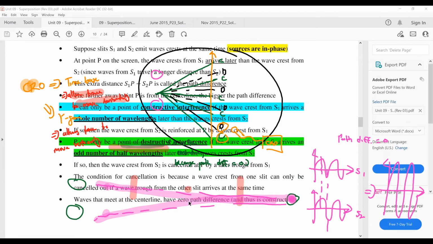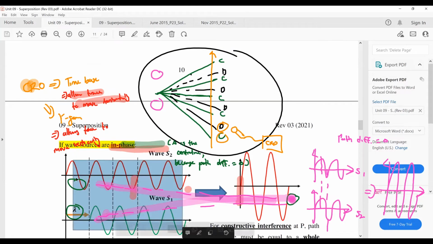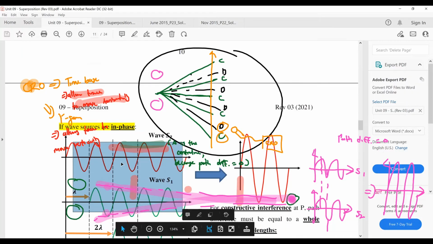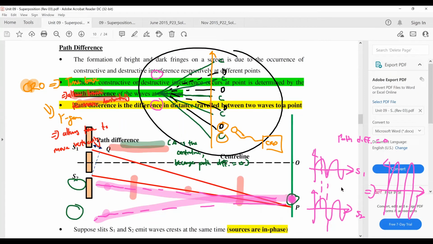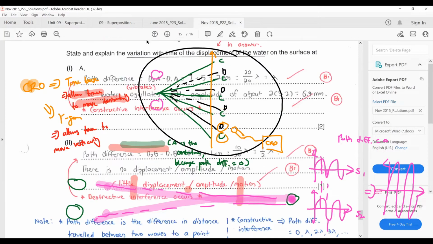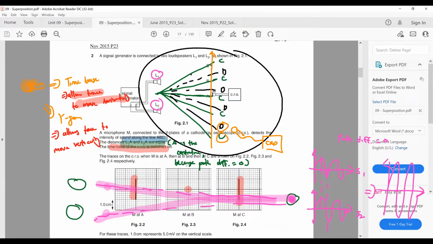Okay. The one that I showed you here is already having a path difference of lambda and then expands from there. If the path difference is equal to 0, it looks like what I just drew here on the screen for you. Okay. Right. So yeah, back to what I was talking about. Looking at this question. All right.